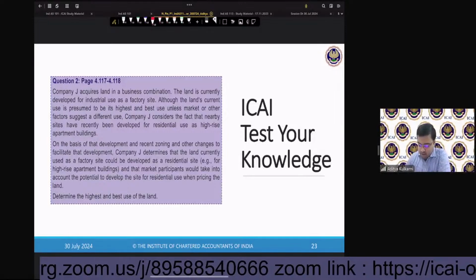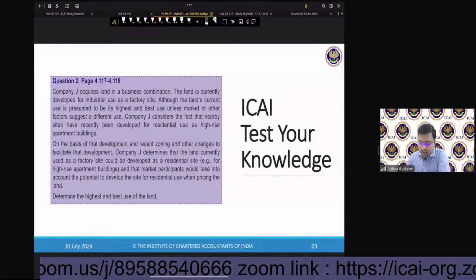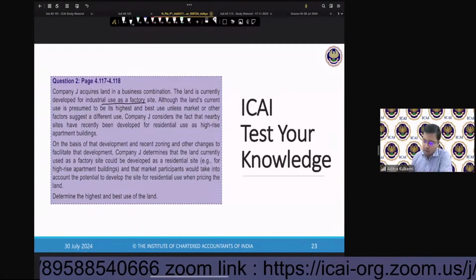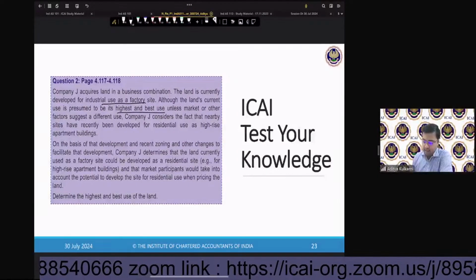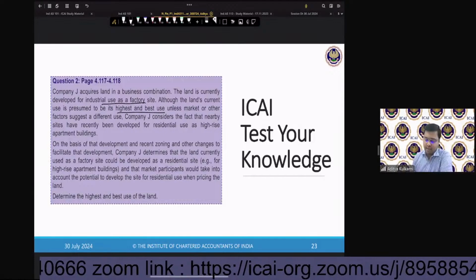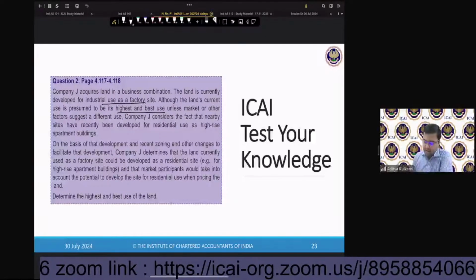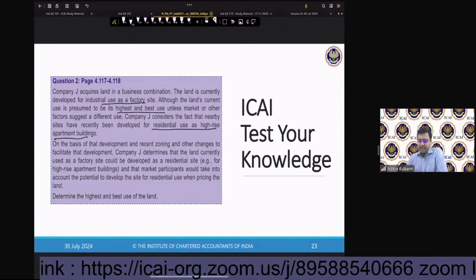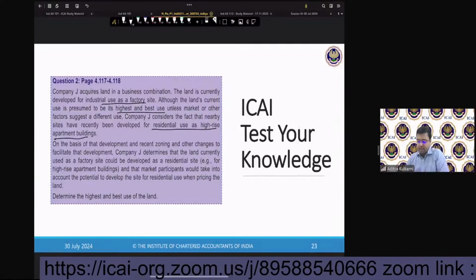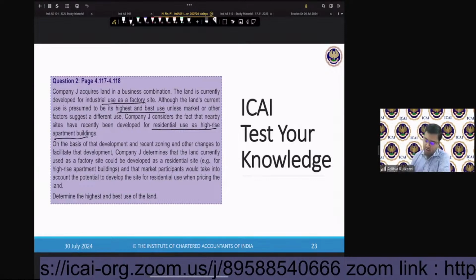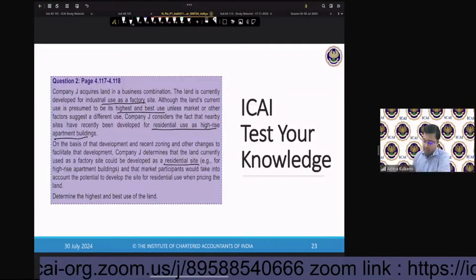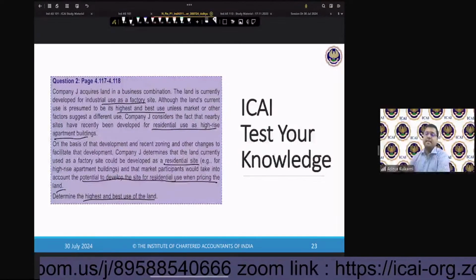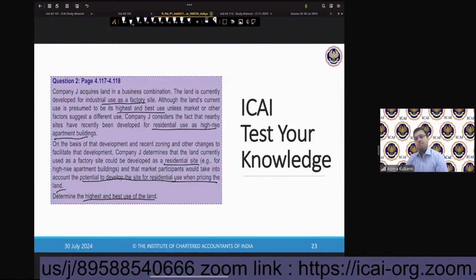Coming to question number 2. J acquires land in a business combination. Currently, it is developed for industrial use as a factory site. Although the land's current use is presumed to be its highest and best use, unless market or other factors suggest a different use, J considers the fact that nearby sites have recently been developed for residential use as high-rise apartment buildings. On the basis of that development and recent zoning and other changes to facilitate that development, J determines that the land currently used as a factory site could be developed as a residential site, and that the market participants would take into account the potential to develop the site for residential use when pricing the land. What is the highest and best use of the land? What do you think? Quick answer.